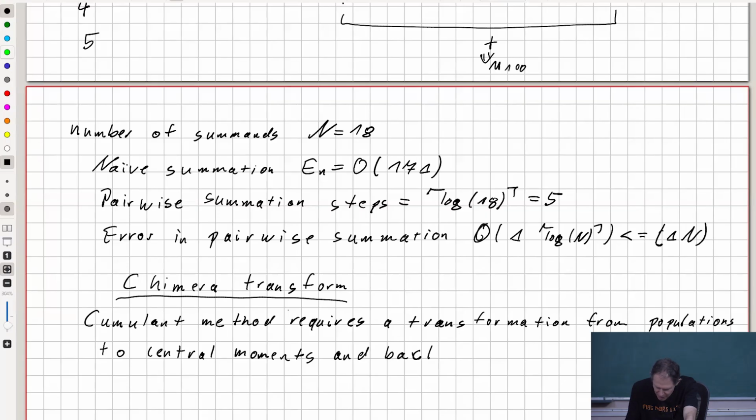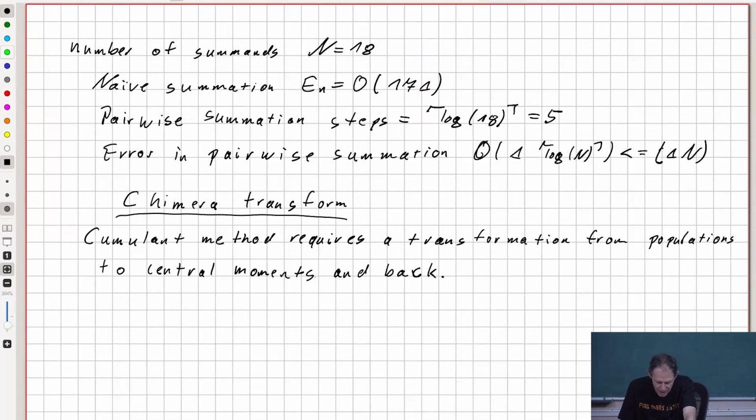So all of them are large sums, right? And all of them can be improved. So let's look at the naive way of doing this.